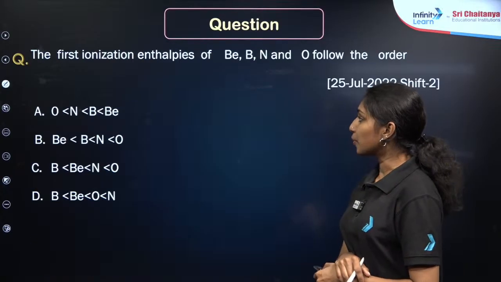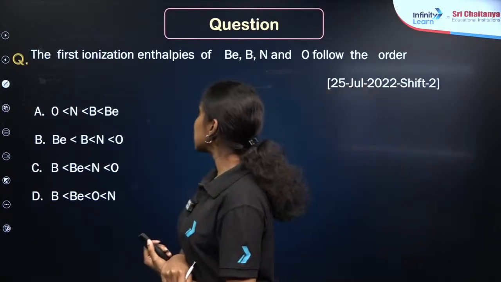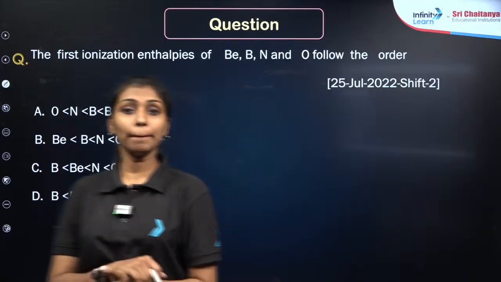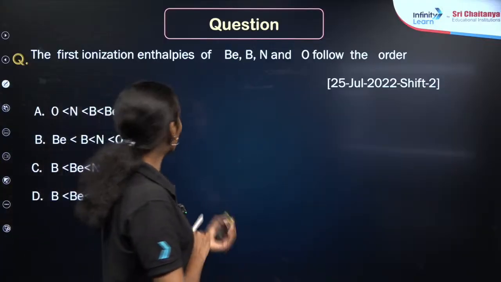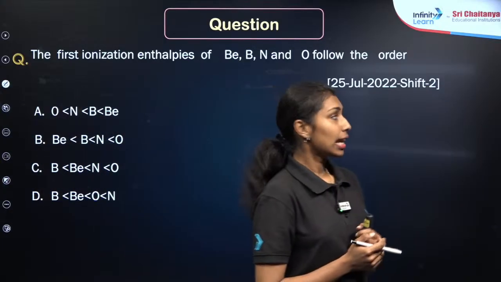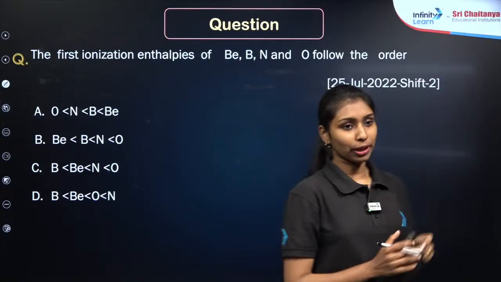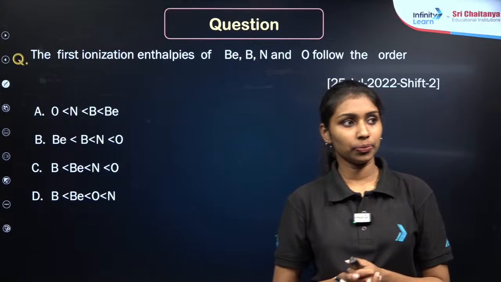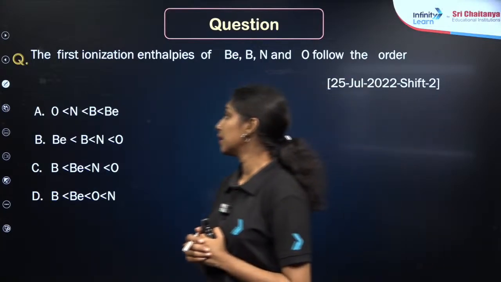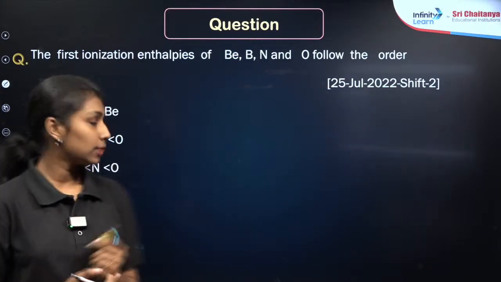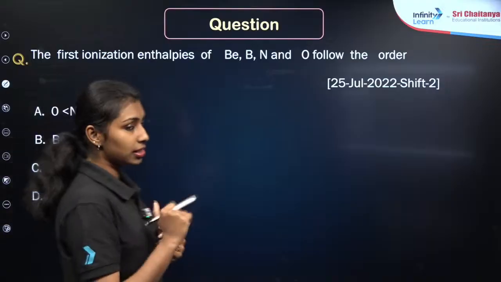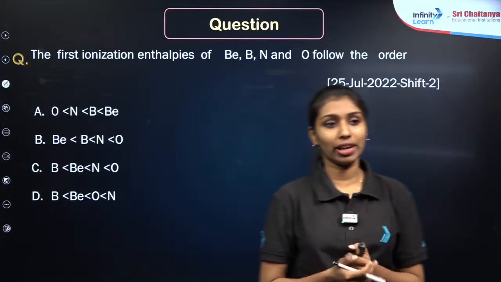Here is the next question for you. The first ionization enthalpies of beryllium, boron, nitrogen and oxygen follow the order. This question came from JEE Main shift 2, 2022 July 25. What will be the answer? These are the anomalous pairs, right? Oxygen and nitrogen. Again, beryllium and boron. We have already discussed.